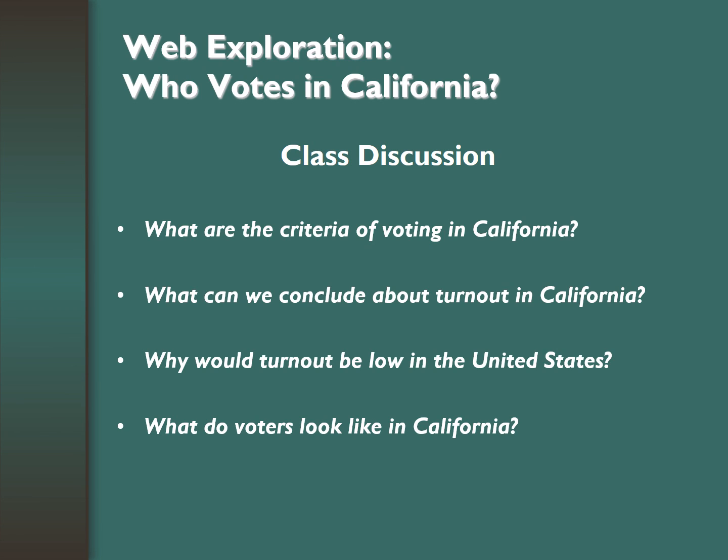So whom do we exclude from the process? As you can see, it's not universal suffrage, right? Not everyone can vote. Those who are non-citizens can't vote. Those who are minors under 18 can't vote. Those who don't live in California can't vote here. Those who have committed crimes can't vote.